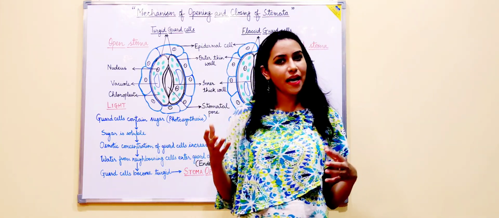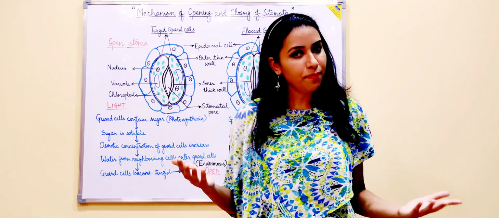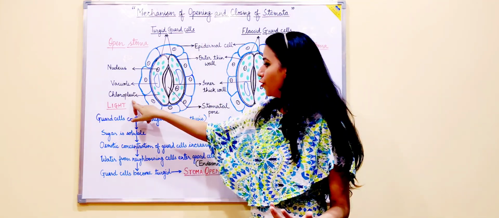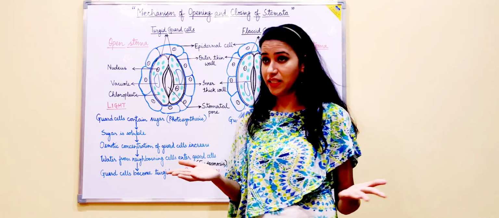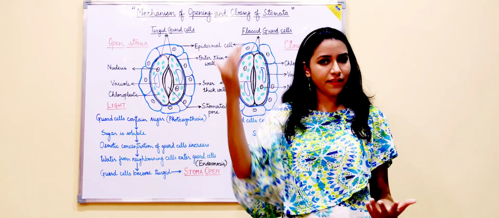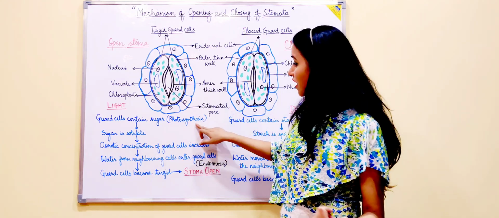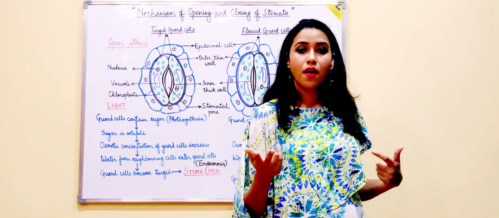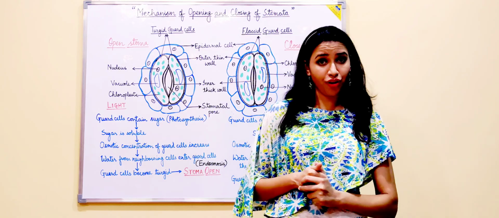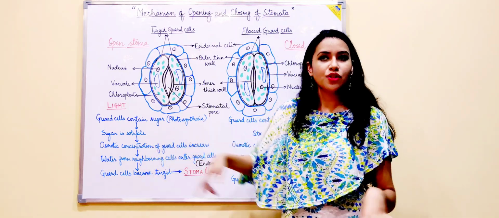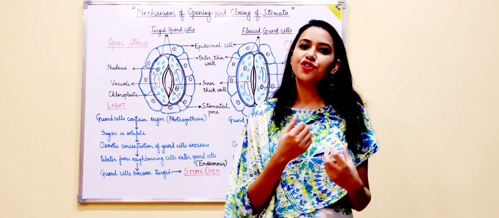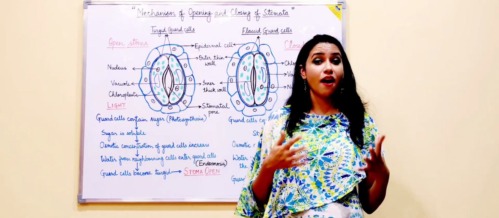Why? Because in the daytime, the sunlight is available. And the plants, with the help of these chloroplasts and chlorophyll, which is a green color pigment present in the chloroplast, can photosynthesize because the sunlight is available. And as a result of photosynthesis, what will they form? A carbohydrate in the form of sugar, right? Now we know the sugar is soluble. So since the sugar is soluble, it will get dissolved in the cytoplasm of the guard cells.